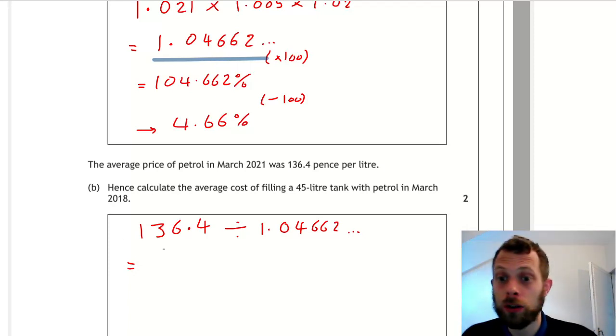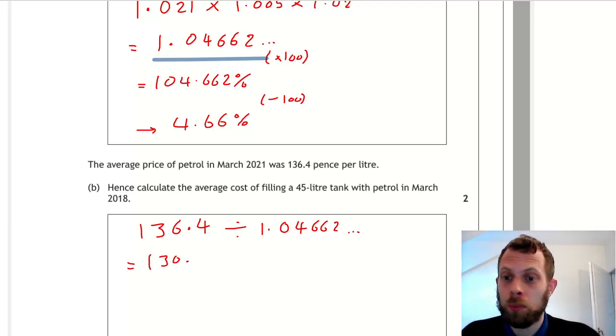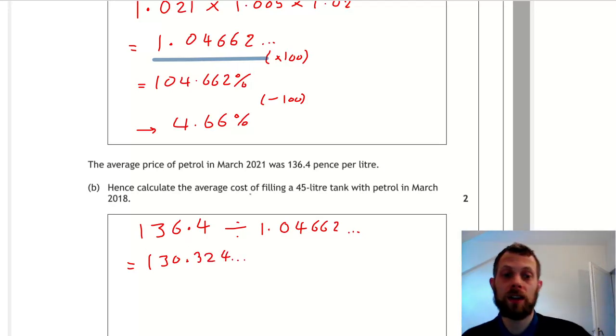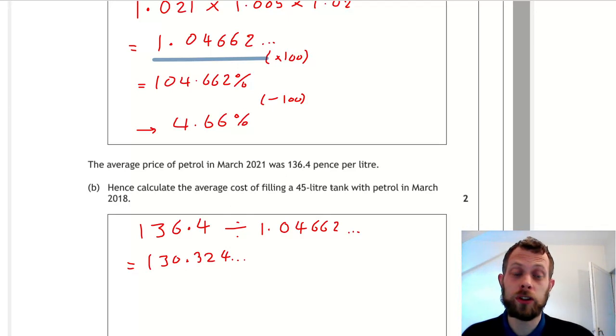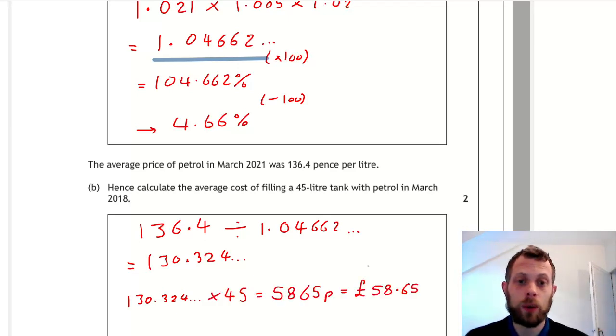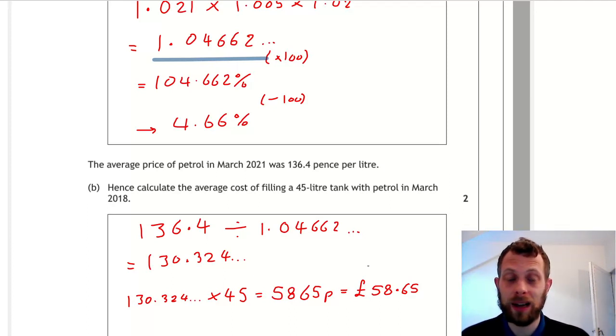So that will be 130.324. And finally we'll multiply this by the volume of the tank, so price per litre multiplied by number of litres. So you get £58.65, and depending on how you had rounded the 130.3, that could have been 58.64, but that wouldn't have mattered for the marks.